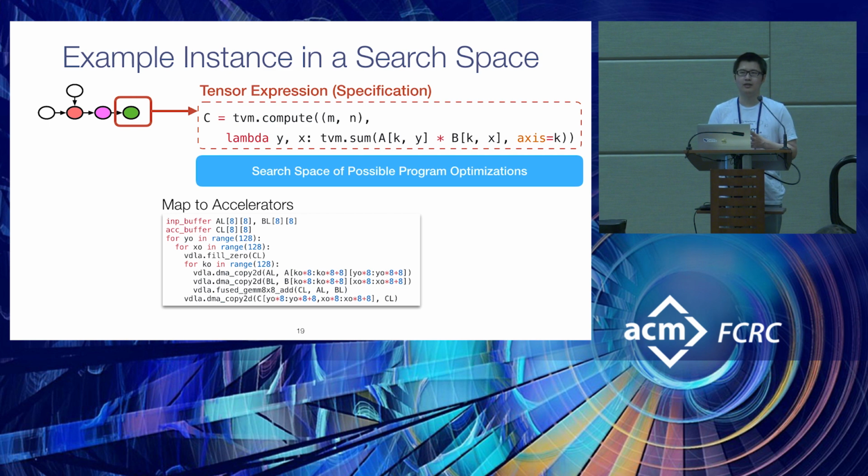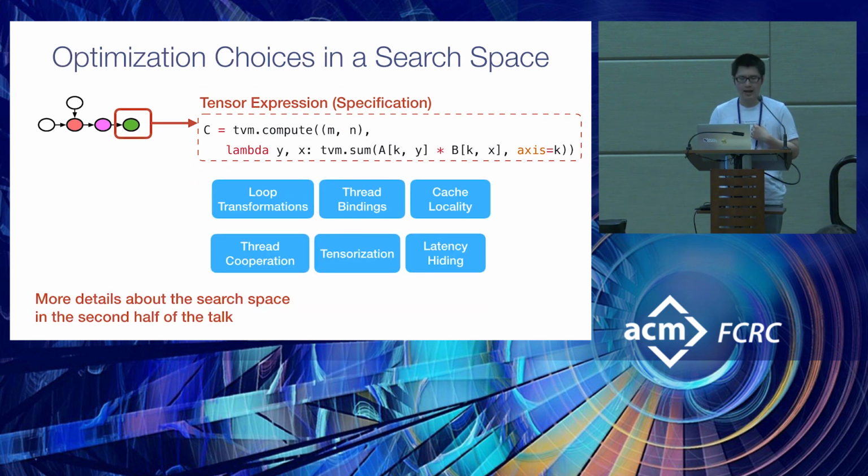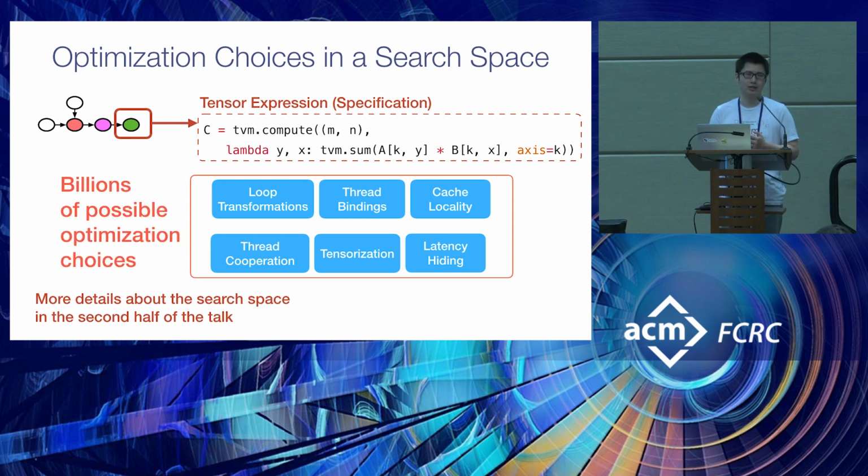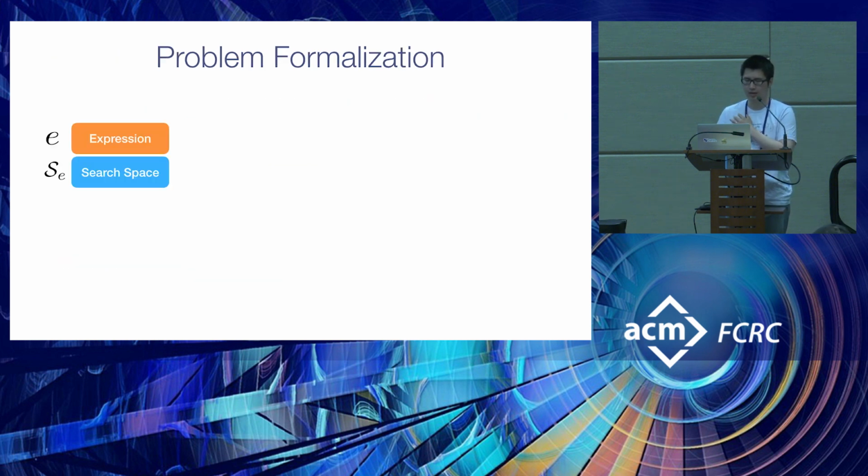Or if you are working on specialized accelerators, you want to map some regions of your code into accelerator intrinsics that are supported by your accelerator. So at a high level, we want to build a combination of search spaces that contains billions of possible optimization choices, and then build a solution to automatically search over this space, so it gives you the best operators for your specific machine learning workloads.